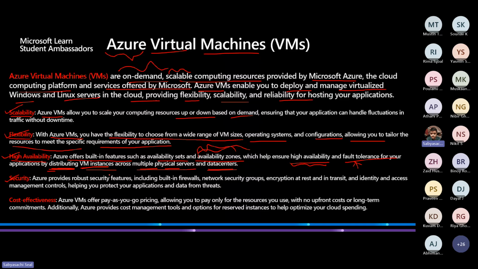So let's talk about security. When you talk about remote access, the first thing that comes to mind, in terms of security at least, is that if you can access it, then somebody else can access it also, and that too remotely. That is a problem. That's why security is so important here. So Azure provides you robust security features like firewalls, which are definitely needed, network security groups, encryption at rest and in transit, and identity and access management controls, helping you protect your applications and data from threats.